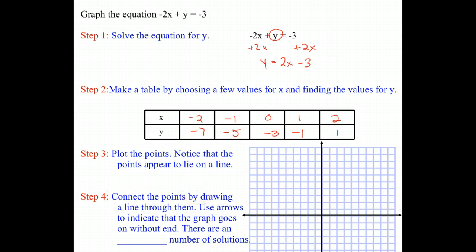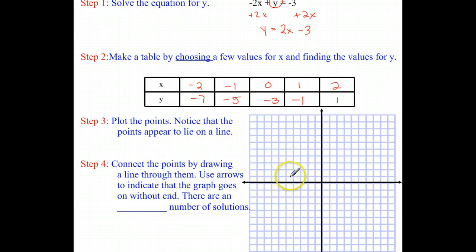Next step we're going to do is plot those points. Once we plot our points, we notice that all the points appear on a line. We're going to connect the points by drawing a line through them. We're going to use arrows to indicate that it goes on forever because there are an infinite number of solutions.